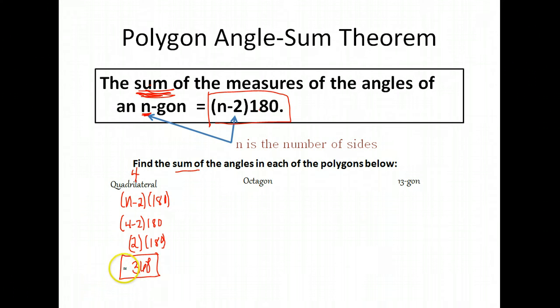One thing that's important to note is this is one you may want to have memorized along with triangles as we go forward, because they do bring up quadrilaterals a bit more than other figures.